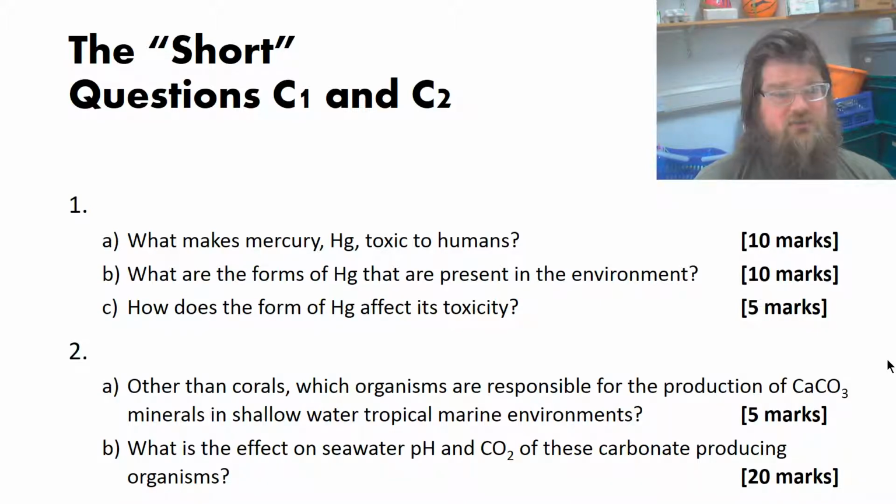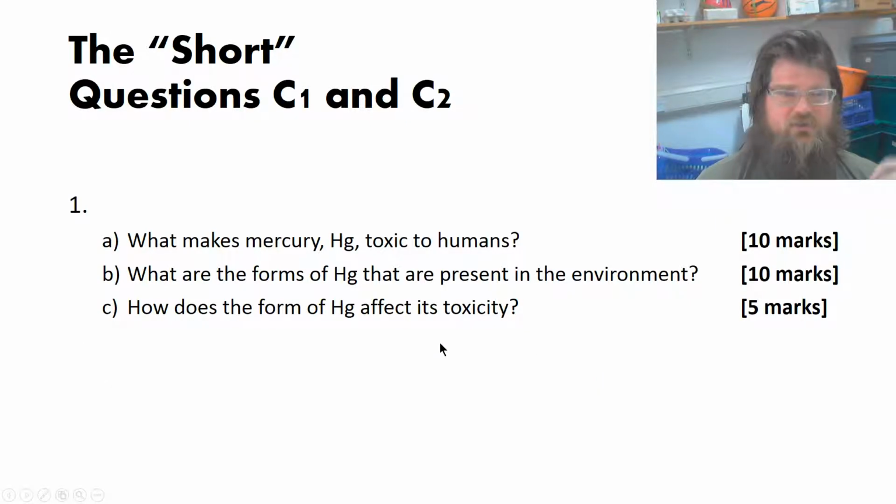So the first 2 questions: there was a question about mercury and a question about the carbonate system and CO2 and pH in seawater. We'll have a look first of all at the first one. There are 3 parts. Why is mercury toxic? What forms does it have in the environment? And how does the form or the chemistry of mercury affect its toxicity? You can see the credit distribution: most of the marks are for the first 2 parts, and the last part not so much.